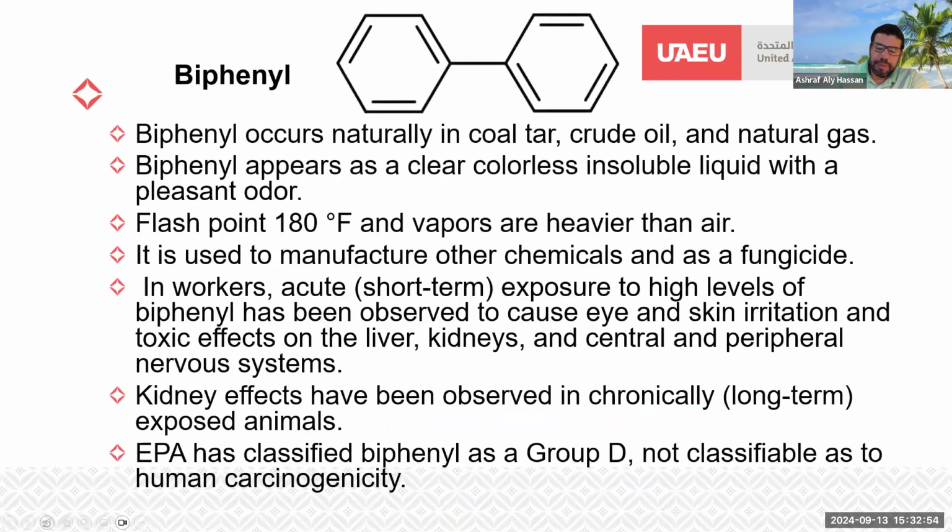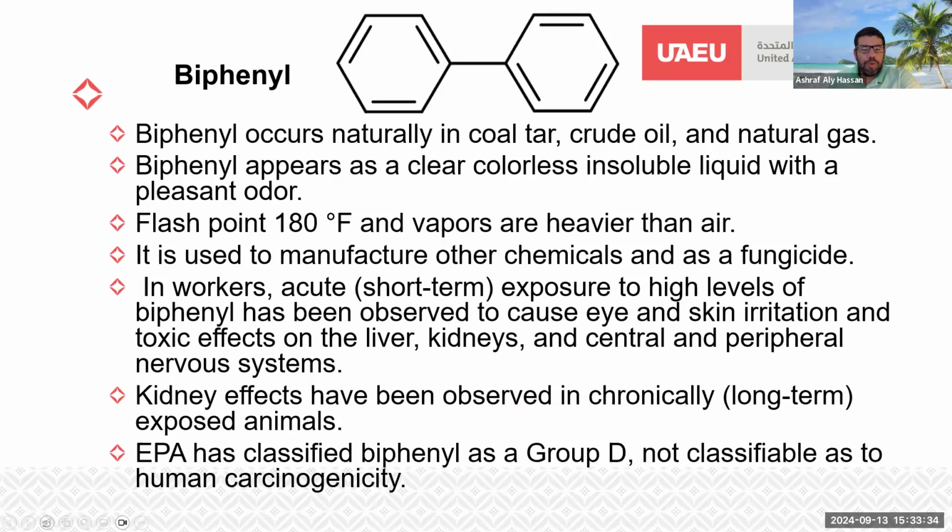Biphenyl is a variation of the benzene ring. So basically, it is two benzene rings that are connected together. So instead of one H at the cycle, it's connected to another benzene ring. Biphenyl occurs naturally in coal tar, crude oil, and natural gas. It appears as a clear, colorless, insoluble liquid with a pleasant odor. Its flash point is 180 Fahrenheit, and vapors are heavier than air. It is used to manufacture other chemicals and also as a fungicide, so basically killing fungus.